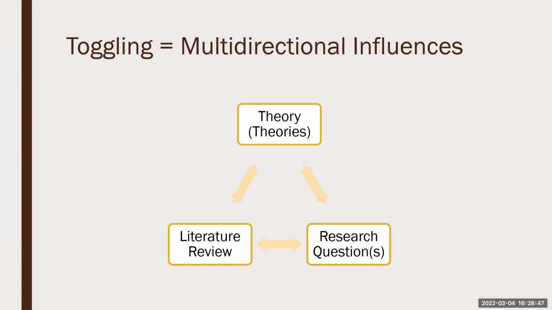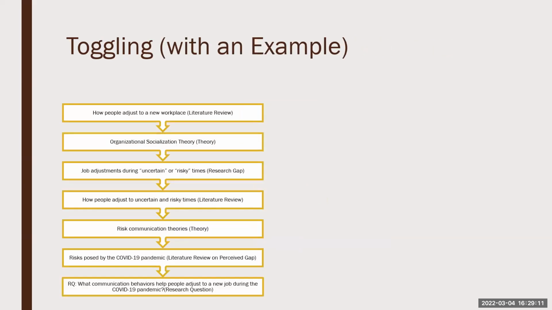And similarly, as you read more of the literature, that's when you start coming into contact with a lot more different theories, and you start figuring out which ones you can use. And that's also when you start realizing where the gap in research is, which helps you articulate your research question. So let's look at an example of how this actually might play out. And so this is the example.